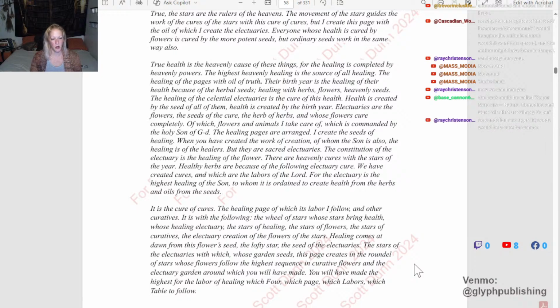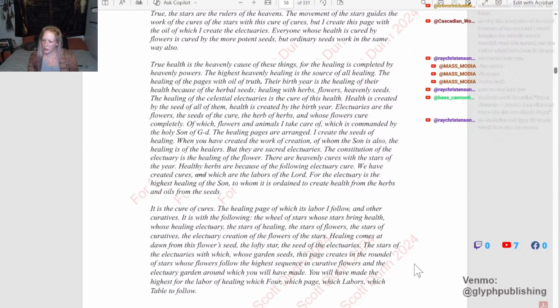The lofty star, the seed of the electuaries. The stars of the electuaries with whose garden seeds this page creates in the roundel of the stars, which flowers follow the highest sequence in curative flowers, and the electuary garden around which you will have made it. You will have made the highest for the labor of healing, which for, meaning the four humors, which page, which labors, and which table to follow.